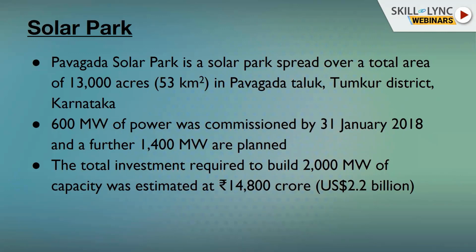Initially 600 megawatt of power was commissioned by 31st 2018 and is under operation, and a further 1,400 megawatt is planned. They have planned to extend that solar park, and this solar park is the world's biggest one. You can also see the total investment for the solar park: 14,800 crore, which in US dollars is 2.2 billion. So it's a very, very huge cost.